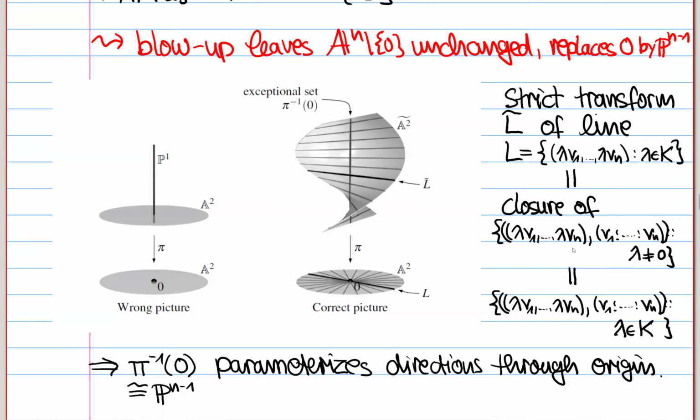Here, the first coordinate varies as λ varies in k minus the origin, but the second coordinate is actually fixed. It's just always the same vector. And so if you take the closure, well, then the second coordinate still remains fixed. And here, instead of only allowing λ not equal to 0, you allow arbitrary λ in k. And so in this very easy case where we take the strict transform of a line which is just isomorphic to A^1, we can just do it. We just get, again, something isomorphic to A^1.